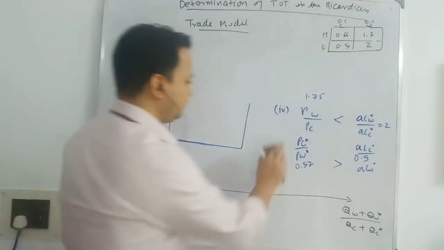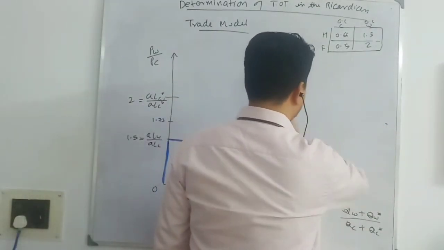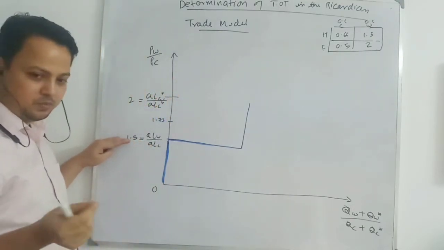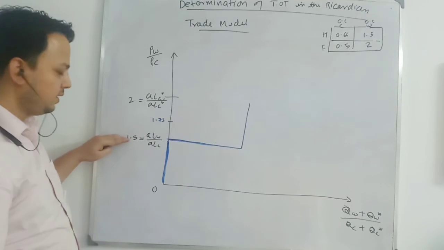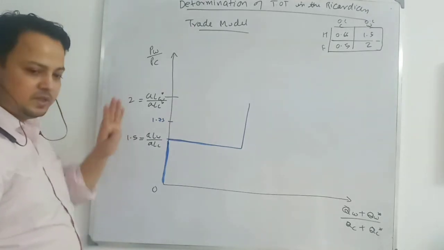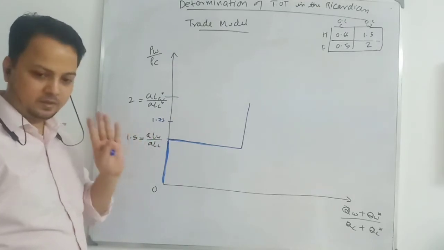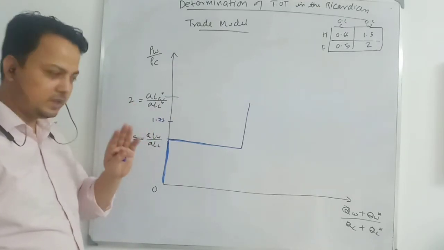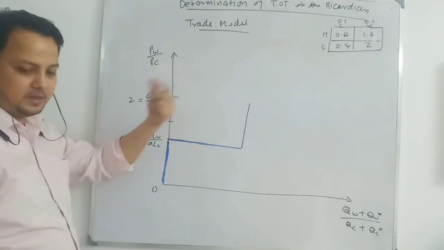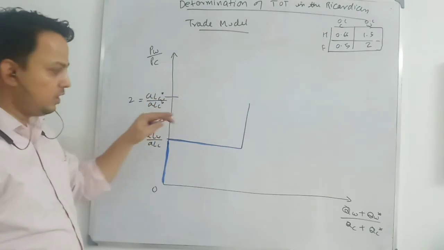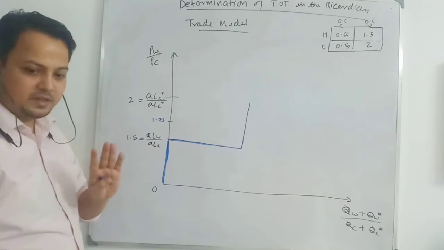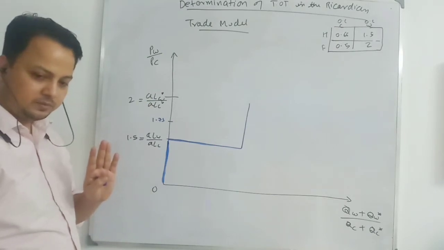In the beginning I informed about this already. For quick understanding, any relative price, that means terms of trade, that the home country is getting above 1.5, it will specialize in the production of wine. Just keep this in mind. Any terms of trade, PC by PW, that the foreign country is getting here, it will specialize in the production of cheese. Clear everyone?